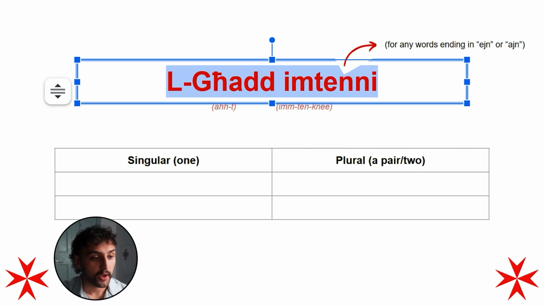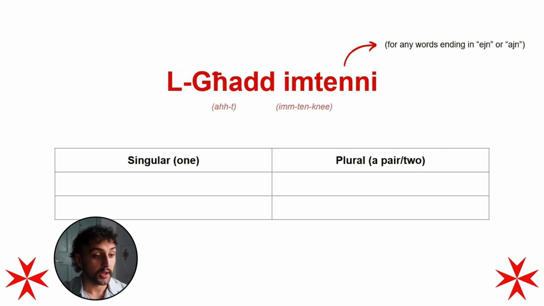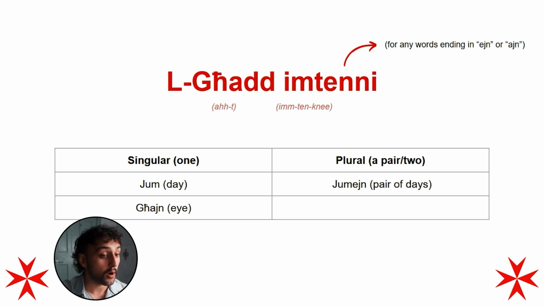So for example, one of the ways of saying the word day in Maltese, as I already mentioned earlier, is yum. But to say 2 days, or a pair of days, you just need to add the letters e, y, n to the end of it to make the word yumain. Likewise, to say eye in Maltese, we say ein. But to make that plural and say a pair of eyes or 2 eyes, we say einain.